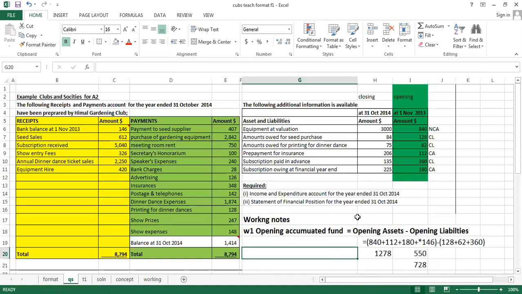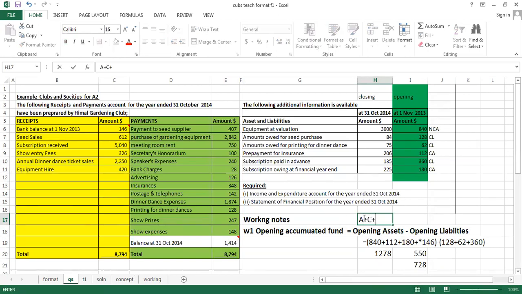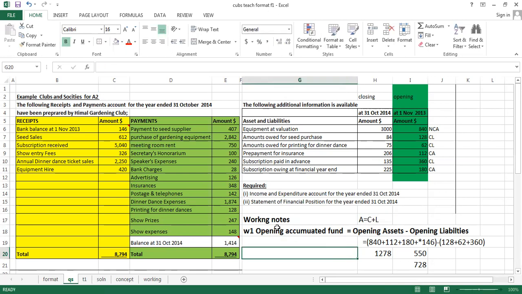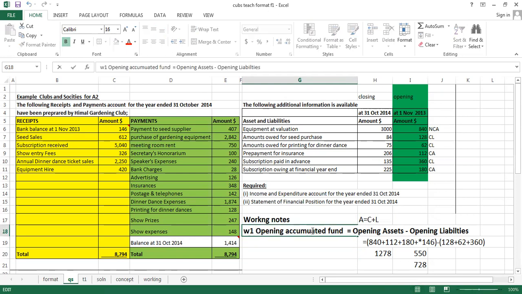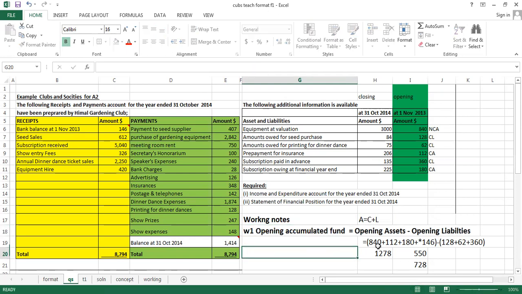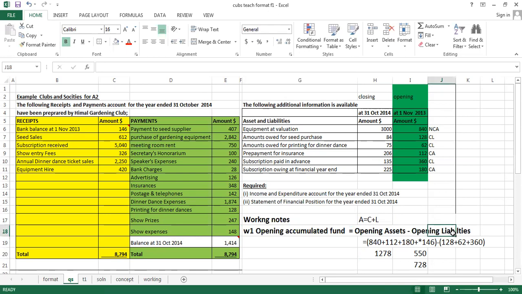Now, to calculate your opening accumulated fund, you need to subtract opening liabilities from opening assets. This has come from the accounting equation, assets equal capital plus liabilities, which we have studied in our AS level. So to get opening capital, you just need to subtract L from A. That's how the equation has come about. Opening accumulated fund is opening assets minus opening liabilities. So this is very simple.